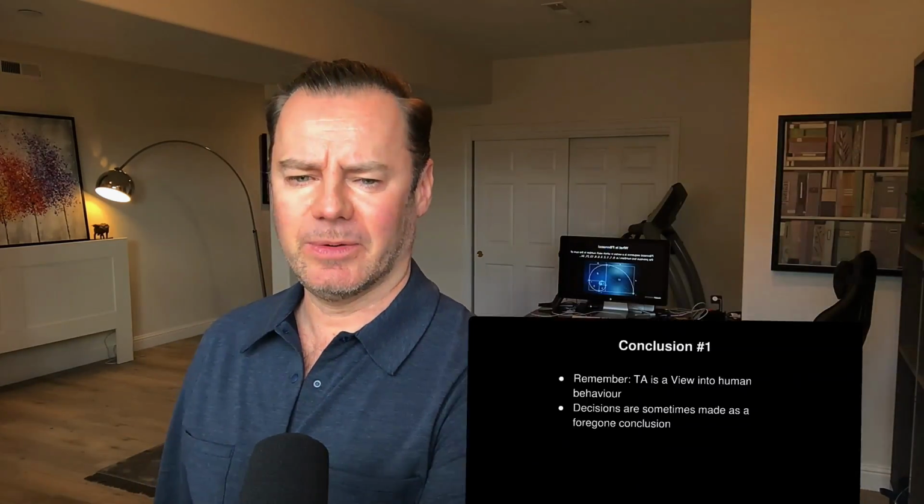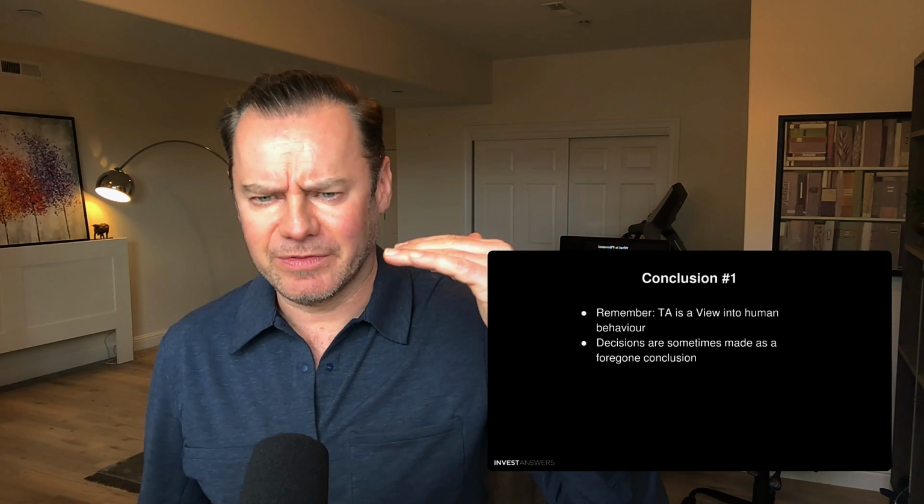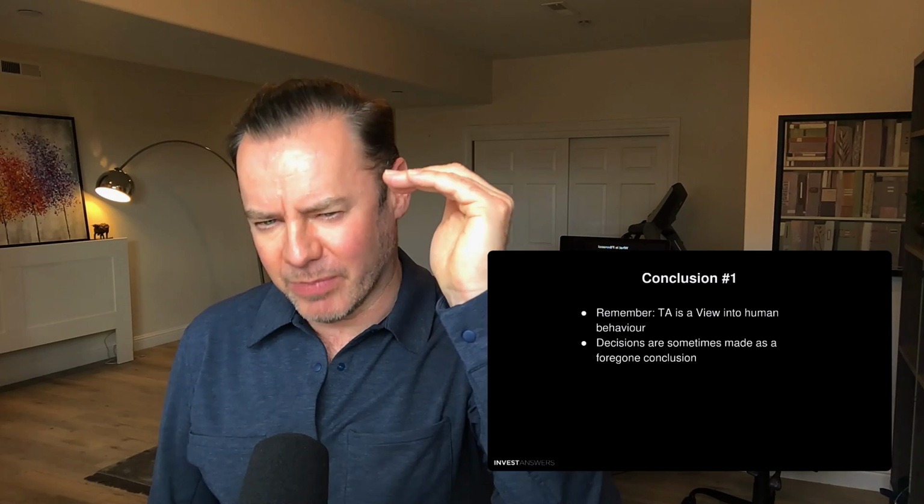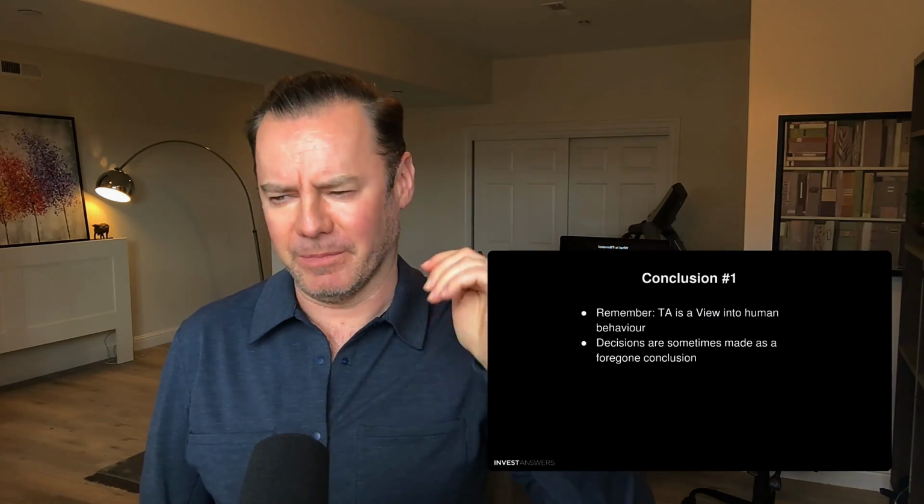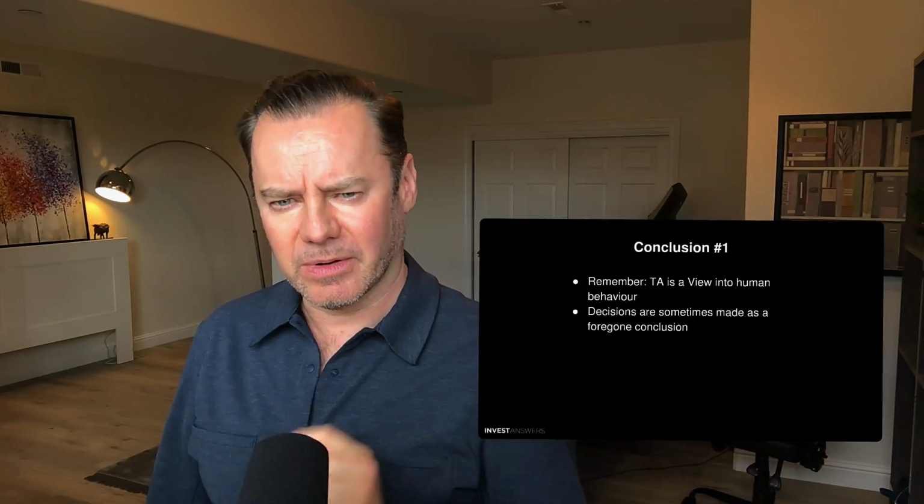In conclusion, real quick. Conclusion number one, remember TA is a view into human behavior. Decisions are sometimes made as foregone conclusions, as I mentioned. Sometimes people trade off these levels. That's why I always like to be a little bit above them. So to make sure I get a fill, make sure I get a wick, make sure I can get in before the others. So very important to remember.